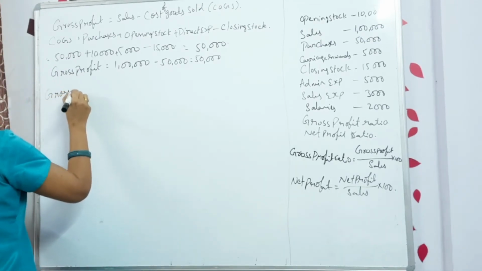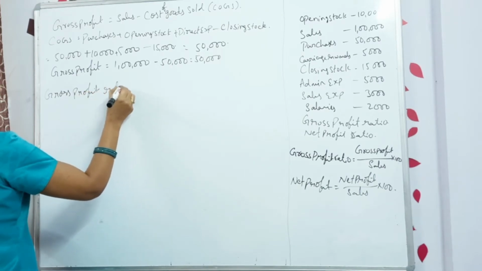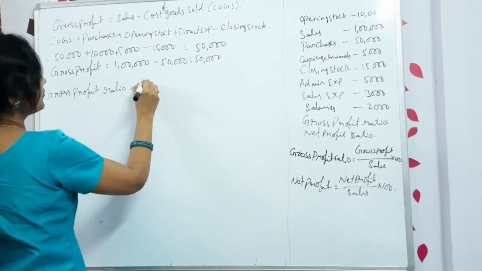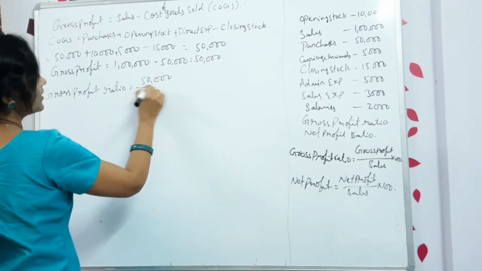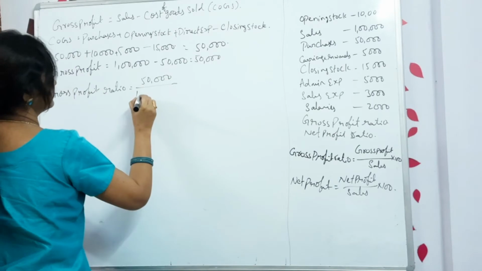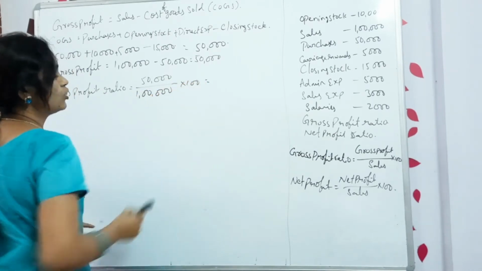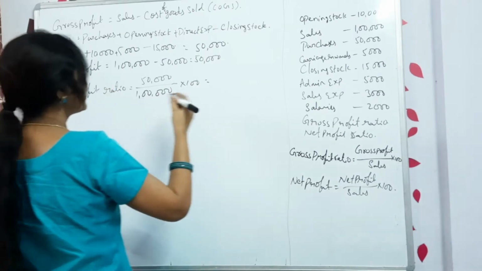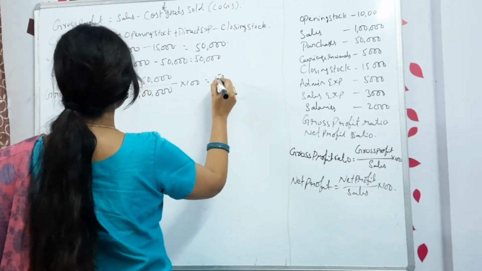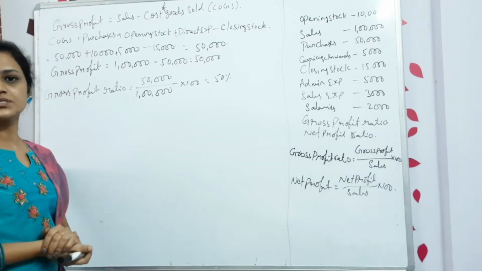Okay, now let's find out the ratio. Gross profit ratio is equal to gross profit 50,000 divided by sales 1 lakh into 100. How much will you get there? I think we will be getting 50%. It is 50%. That's it.